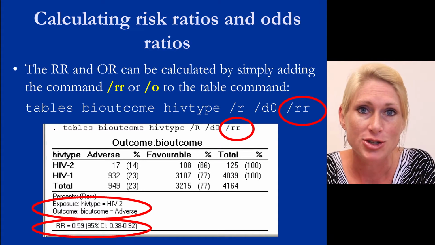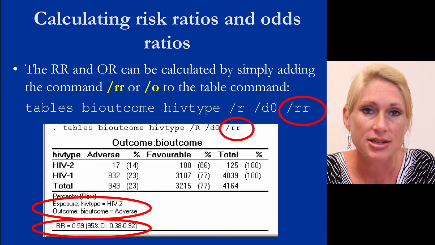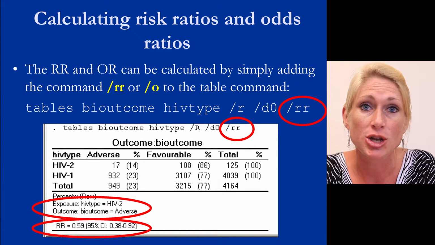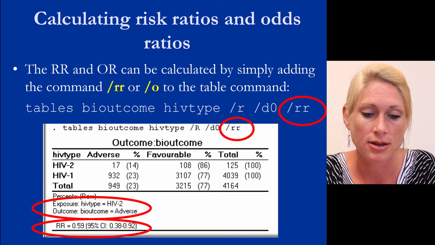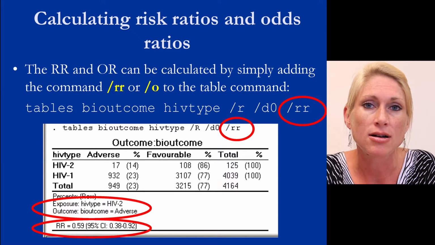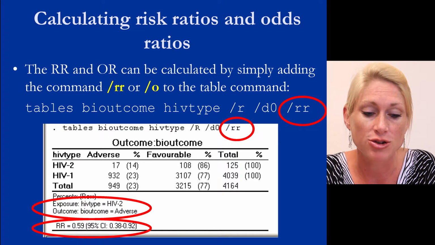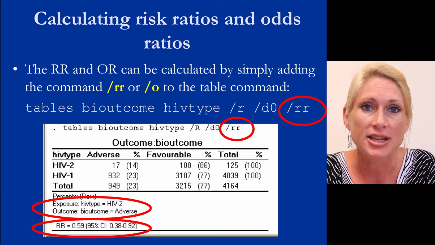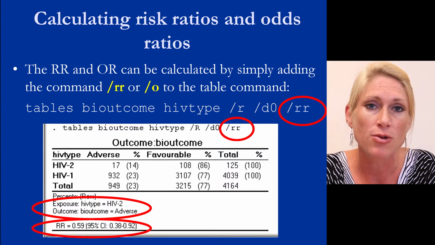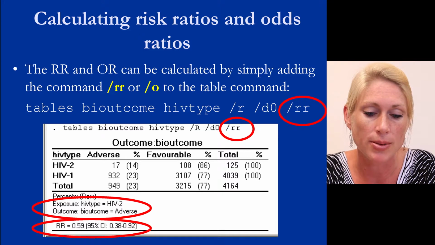Now, it just so happens that our brains are much better at interpreting a risk ratio that is greater than 1 rather than a risk ratio less than 1. So we can reorganize our comparison of groups to make sure that we do generate a risk ratio greater than 1. To do this in this example, we need to be comparing HIV-1 to HIV-2 patients rather than HIV-2 to HIV-1 patients.